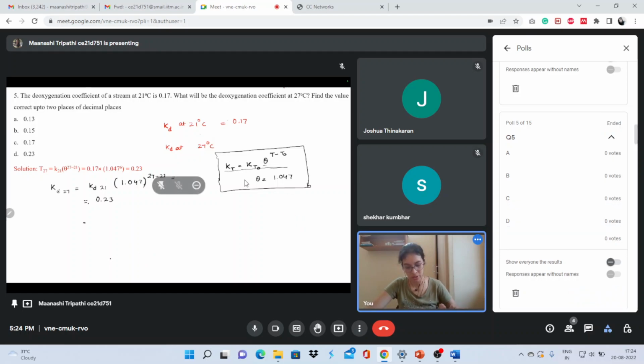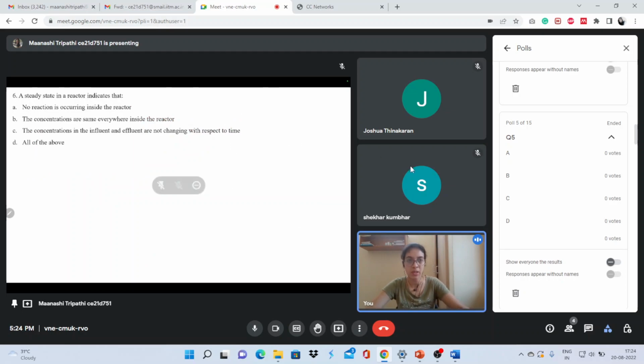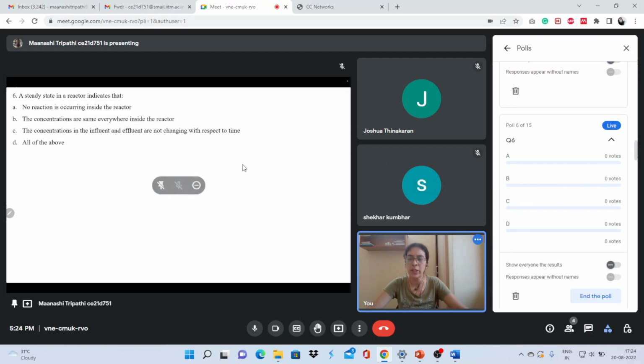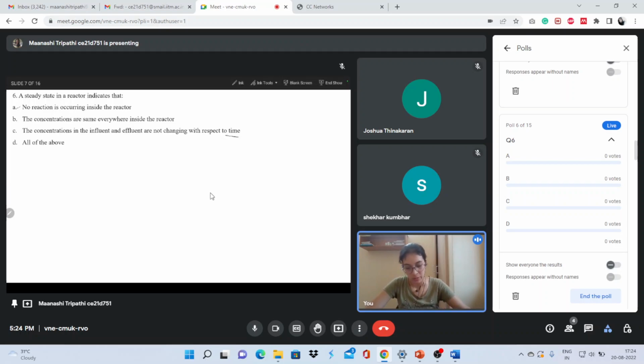Moving to our next question. Question number 6. This is a theoretical question, and I think a similar question is given in the fourth week assignment as well. A steady state in a reactor indicates that no reaction is occurring inside the reactor; the concentration is the same everywhere inside the reactor; the concentration in the influent and effluent are not changing with respect to time; and all of the above.